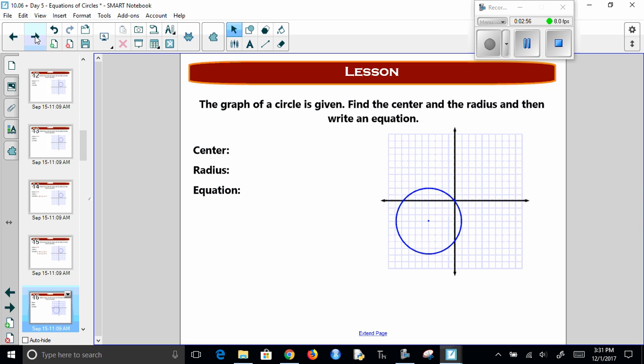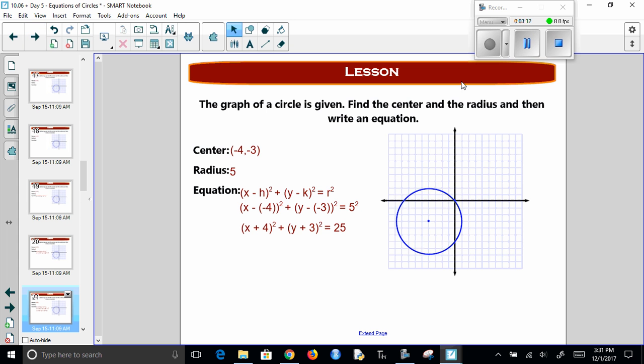Now let's try this one. Center (-4, -3). The radius is 5. So plug in that information. Minus a negative 4 and minus a negative 3 would give us (x + 4)^2 + (y + 3)^2 = 25. I think that's all we need to do for this one. Good luck.